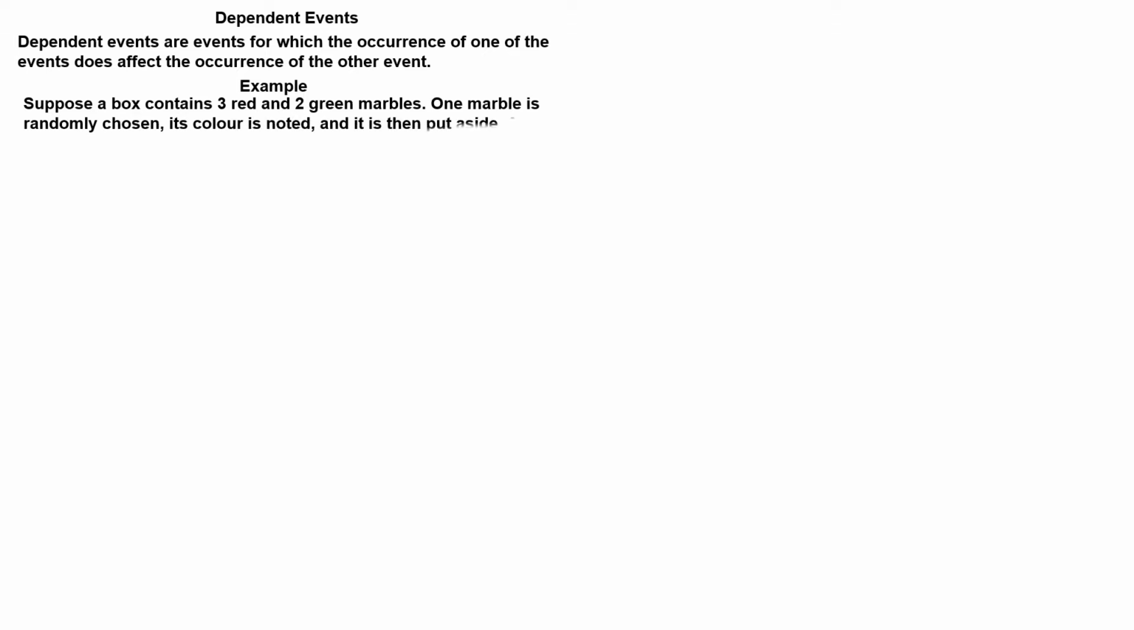Example. Suppose a box contains 3 red and 2 green marbles. One marble is randomly chosen, its color is noted, and it's then put aside. A second marble is then randomly selected. What is the probability the first is red and the second is green?